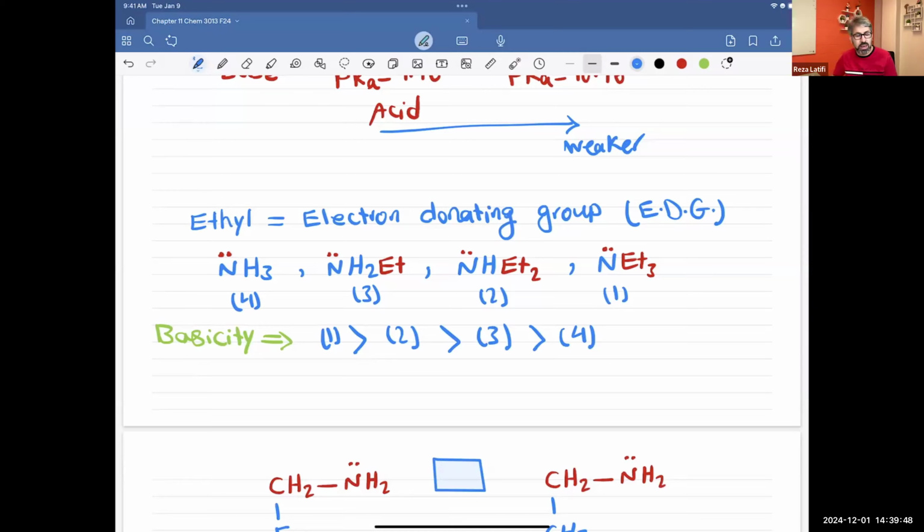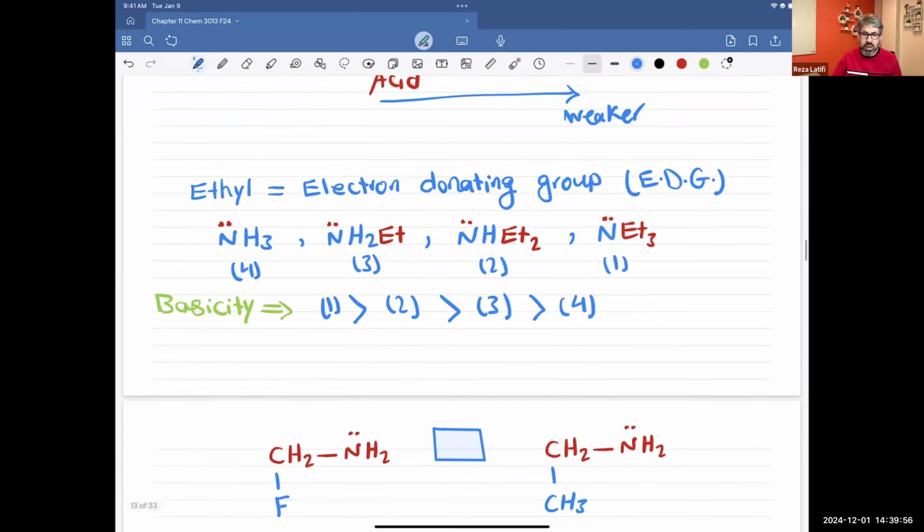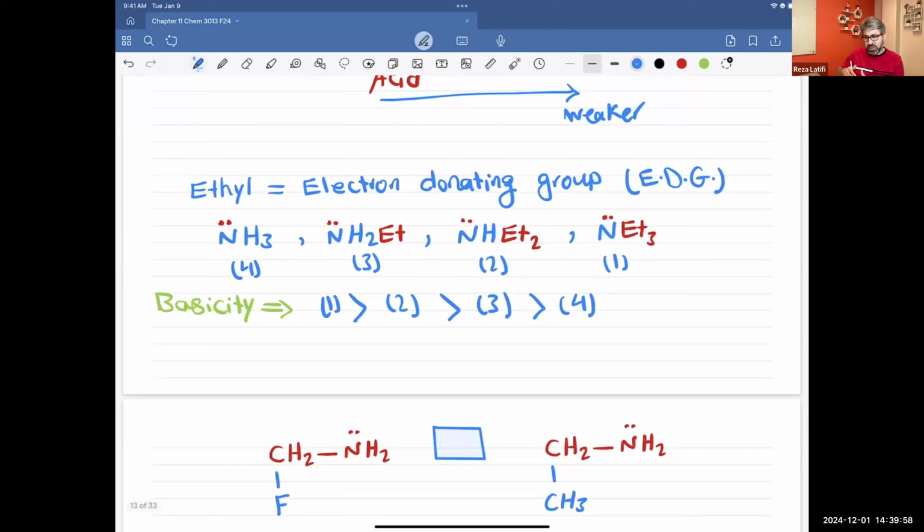Why? Because ethyls are electron donating groups. They will increase the electron density on nitrogen, and that's going to increase the basicity. Now, this effect is through induction. What do I mean by induction? You have an electron donating group, and it increases electron density through space, not resonance. Through space, or through some chemical bonds, they are increasing the electron density on nitrogen.